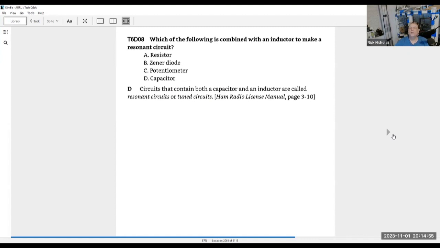Which of the following is combined with an inductor to make a resonant circuit? Resonant circuits have an inductor and a capacitor to tune to the resonant frequency. They're paired so that the reactance of the capacitor is equal to the reactance of the inductor. Answer D.